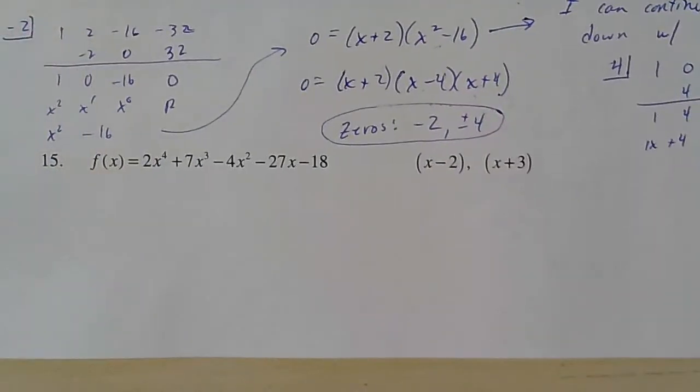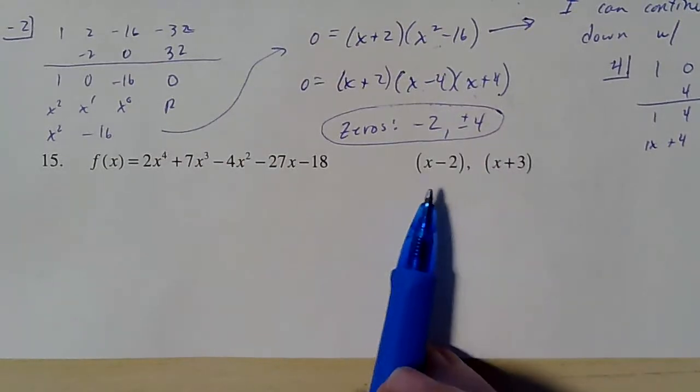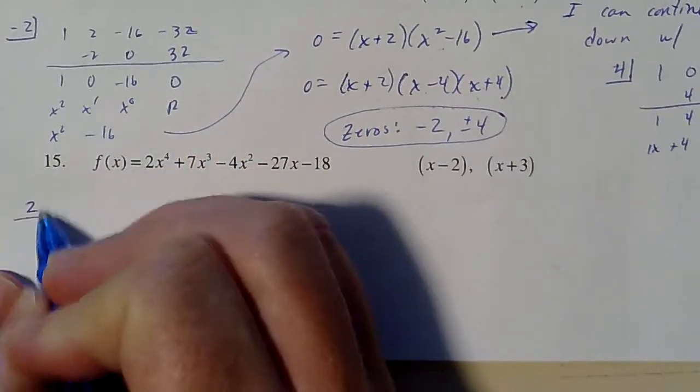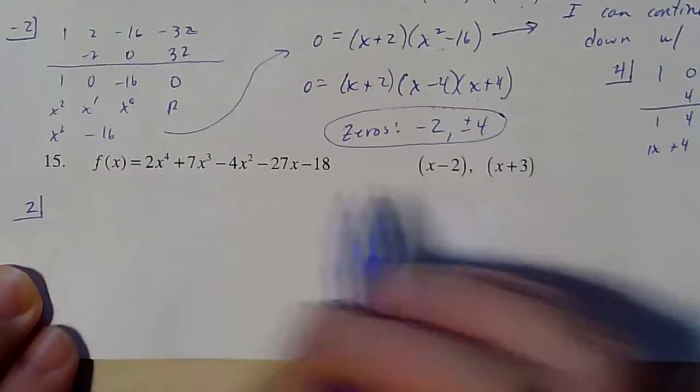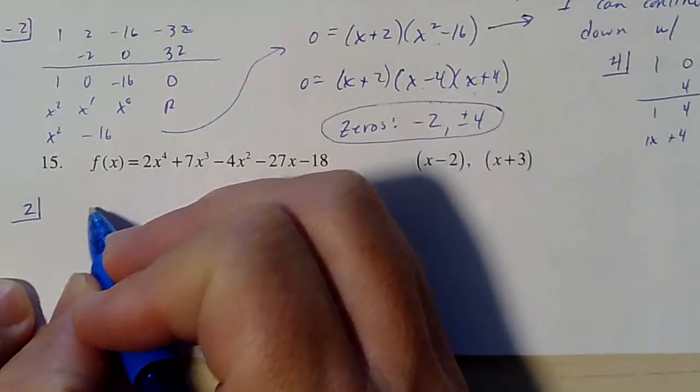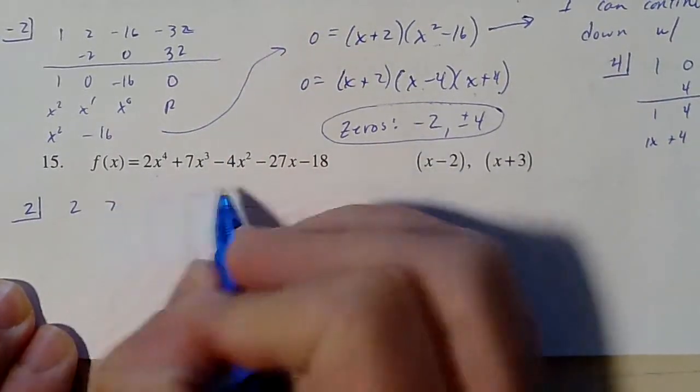So here we go, last problem. Just pick one. Let's go ahead and just start with the first one again. 2 is what I'm going to divide this function by. I'm sorry, divided by x minus 2, so 2 is our k value, or zero. So 2, 7.